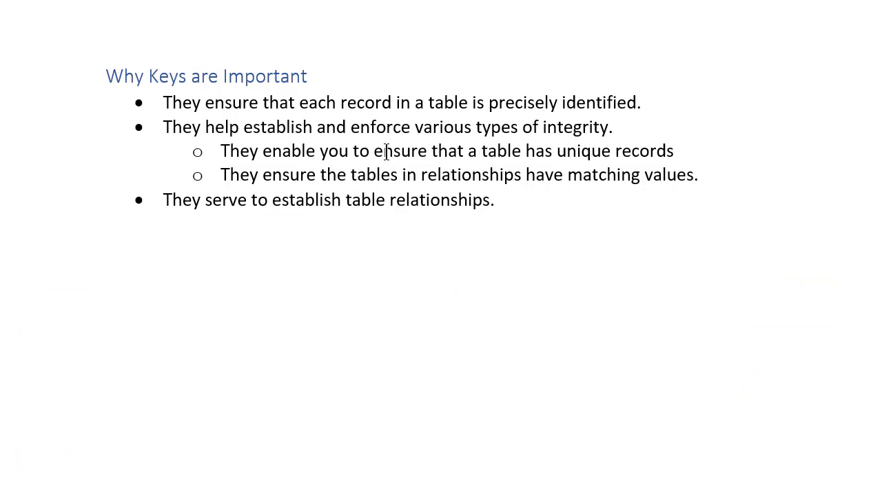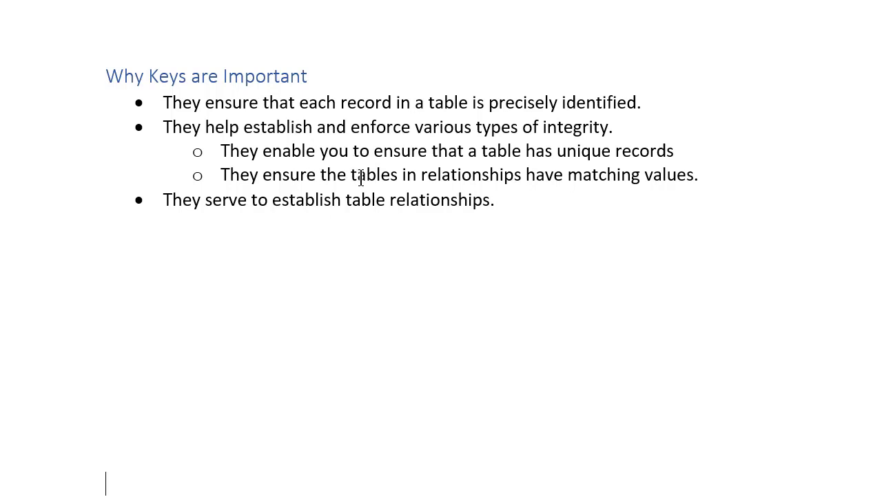They also help to establish and enforce the different types of integrity. What we mean by integrity is that they help you ensure that the table has unique records. You don't want to keep putting in the same information over and over again and maybe change one or two fields so it looks different. If we know there's one unique primary key for that particular record, then we're not going to repeat it, because it uniquely identifies that information that goes with that subject in that table.